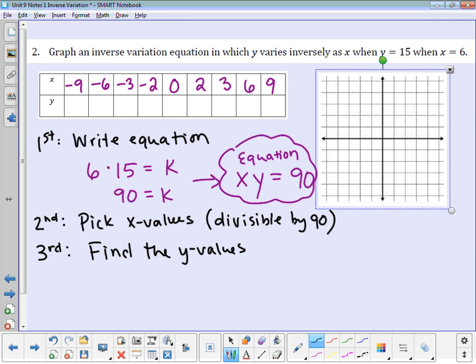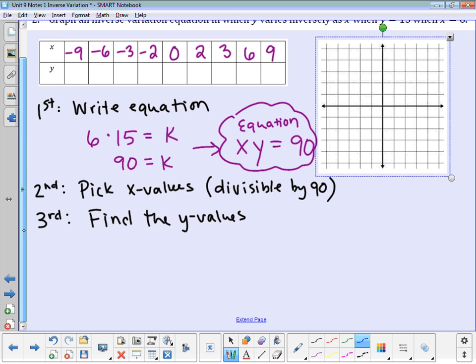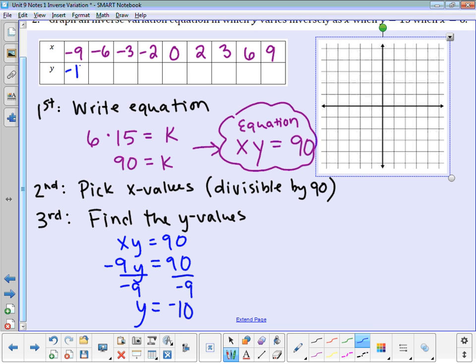So I can use my equation xy equals 90, and I can plug in the x's that I've chosen. For the first one, I have -9 times y is equal to 90. When I divide by -9, I get y is equal to -10. So that's my y value.